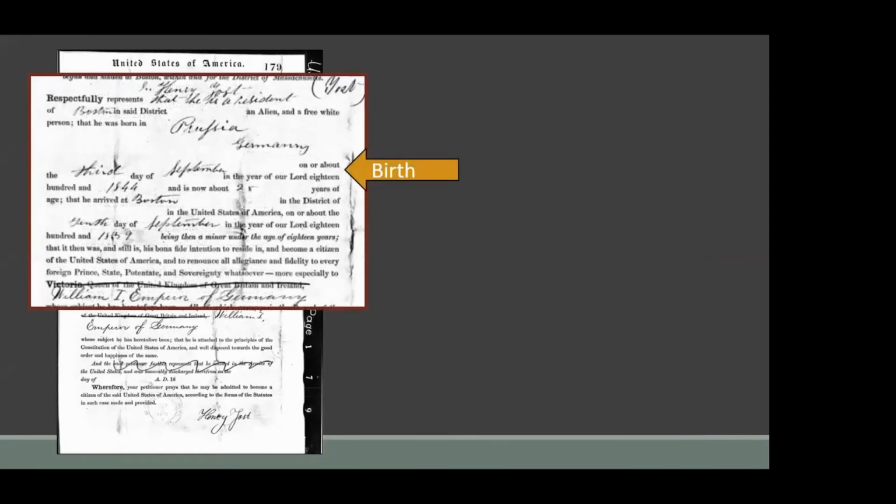Moving into the mid to late 1800s, here we have one for Henry Yost. This one says he was born in Prussia, Germany on September 3rd of 1844. It says he arrived in Boston on September 10th of 1859, and that he renounced his allegiance on October 21st, 1872, when he took an oath of allegiance. So a little bit more detail is provided here on this 19th century naturalization record.